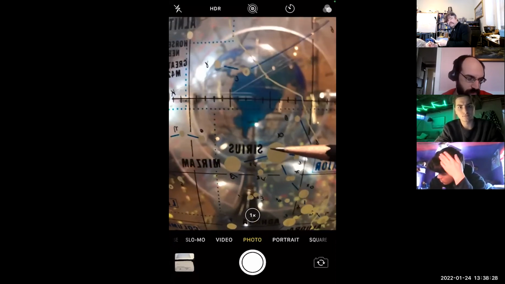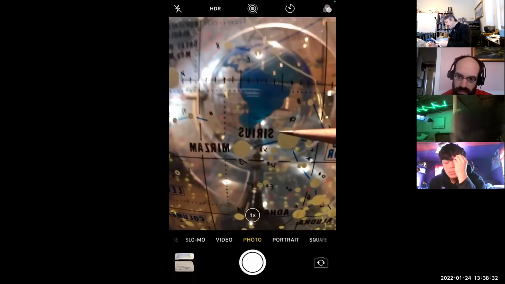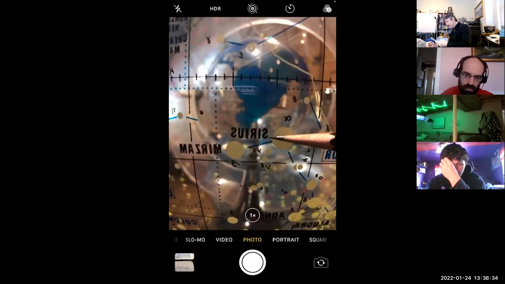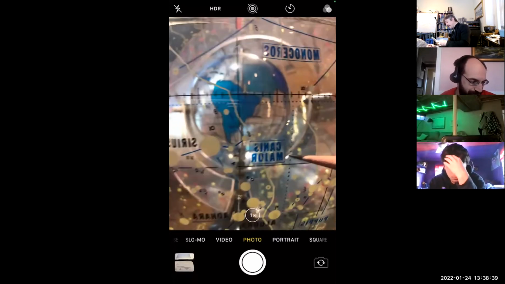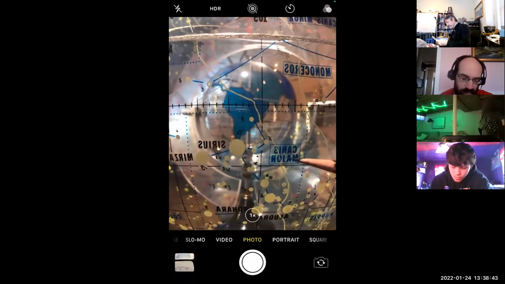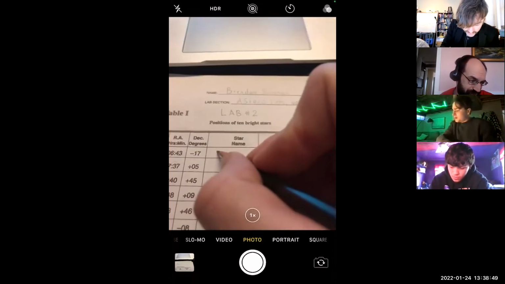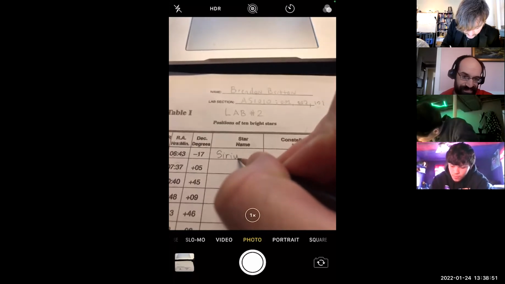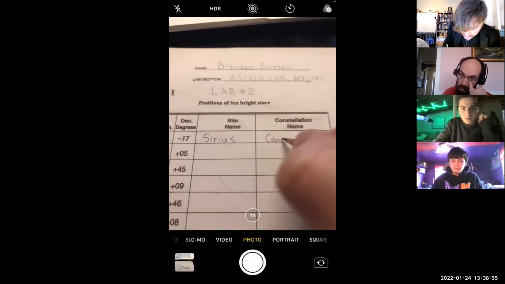Now, everything is kind of written backwards on this globe because you're supposed to look through it, but can you guys see what the star is? Sirius. Sirius, the dog star. And the constellation? Canis Major. Canis Major, the big dog. That's the brightest star in the sky, Sirius, the dog star, and Canis Major.